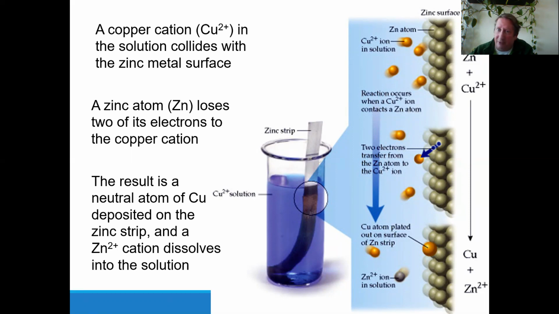Zinc atoms lose electrons, and the copper 2 plus ion gains the electrons. Then the copper 2 plus is now copper metal. It's just neutral copper after gaining electrons, and it sticks to the surface of the metal. The zinc, which lost electrons, is now zinc 2 plus, a cation, and it floats away into the water. So over time, you have less and less copper 2 plus in the water, and more and more zinc 2 plus. So you'll have less and less blue color, and the zinc ions in water are colorless. So eventually the solution turns colorless.